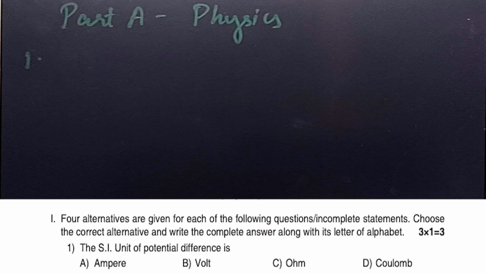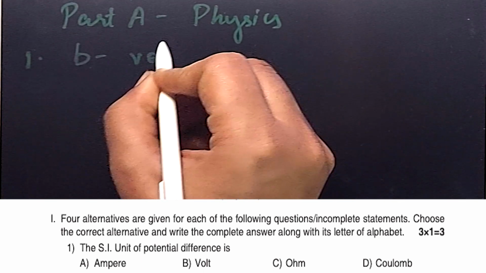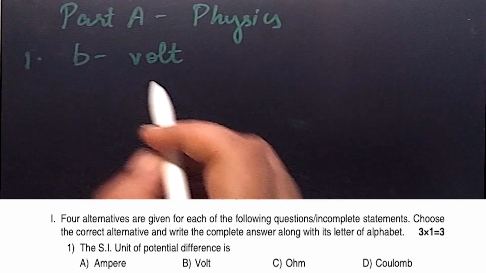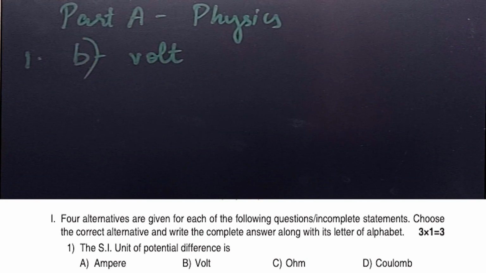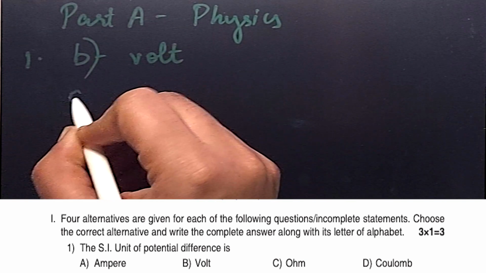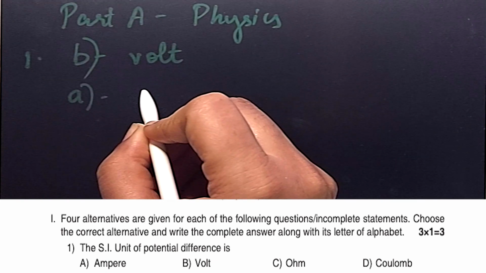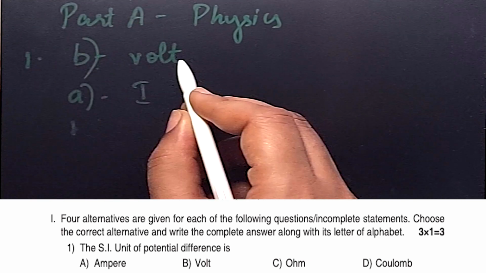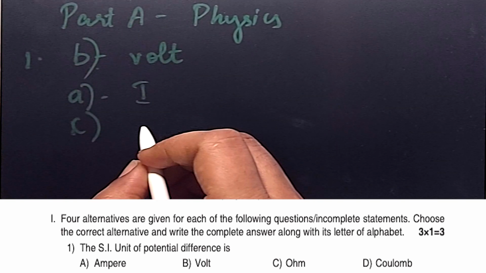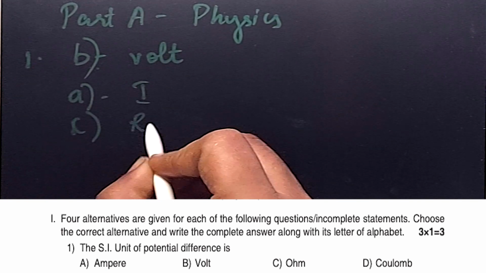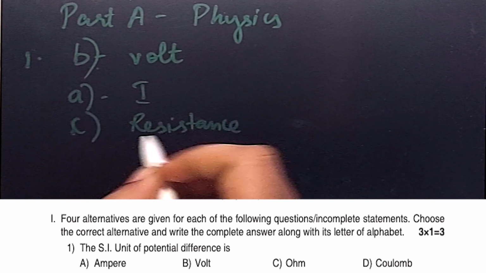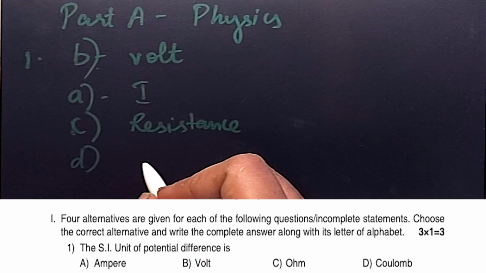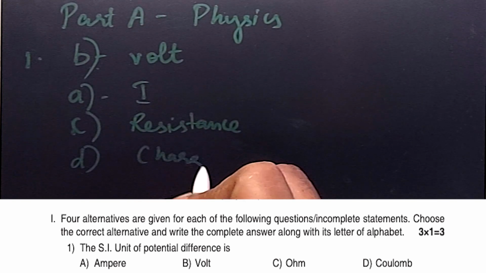First question. The SI unit of potential difference is. The correct answer is option B, volt. It is the SI unit of potential difference. What about option A? Option A, ampere. It is the SI unit of current. Whereas option B is the correct answer. It is the SI unit of potential difference. Option C, ohm. It is the SI unit of resistance. Option D, coulomb. It is the SI unit of electric charge.